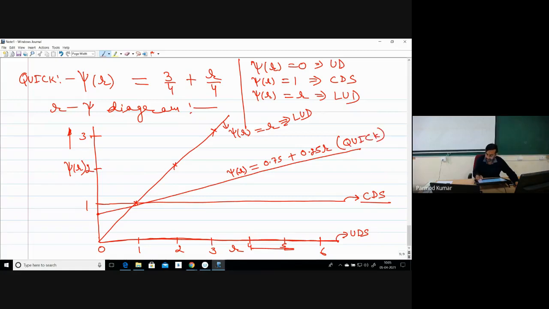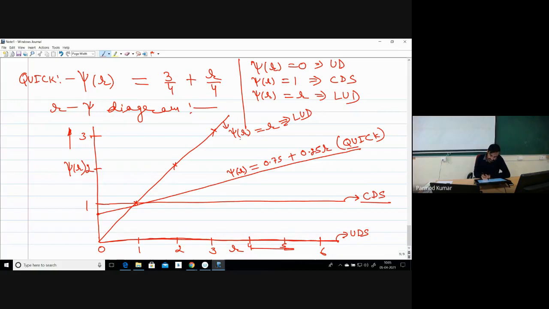Okay, so what I have done, whatever the existing schemes we have discussed, these different schemes I have plotted on a generalized diagram, which is referred to as R psi diagram. And whatever the coefficients or functions we have got for this psi R for the existing schemes, these only I have plotted over. Okay. So now this particular diagram will actually become useful in deriving the TVD schemes. Okay.